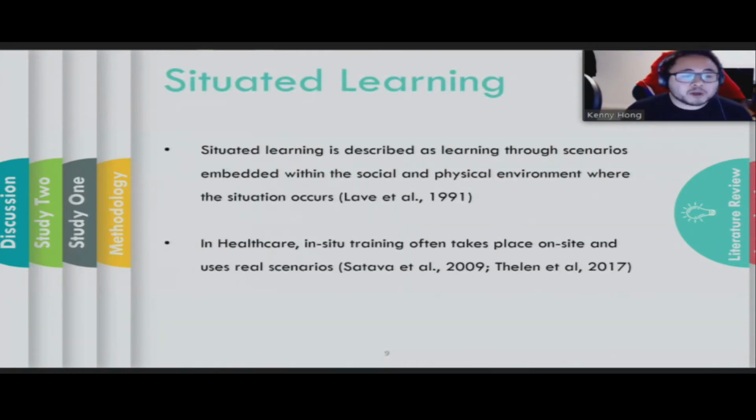The first topic that we look at is situated learning. Situated learning is described as learning through scenarios embedded within the social and physical environment where the situation occurs. In healthcare, in situ training often takes place on site and uses real scenarios, real equipment, real people, and real lives.